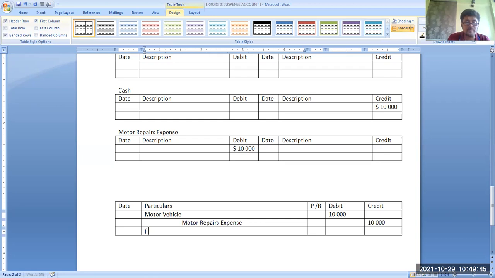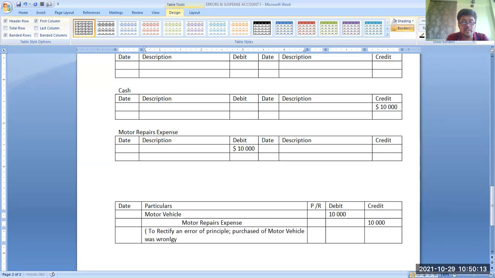To rectify an error of principle, purchase of motor van. Oh, sorry, motor vehicle was wrongly debited to motor repairs expense.